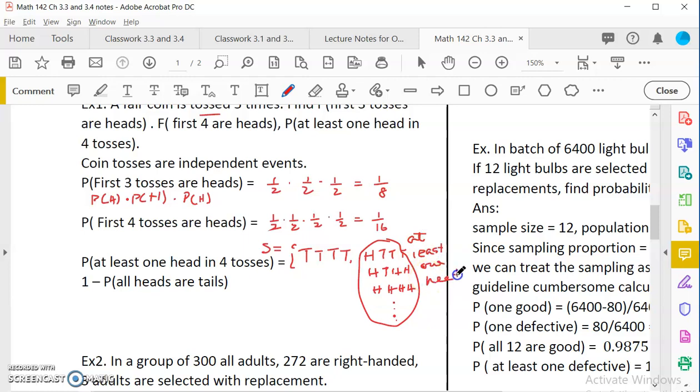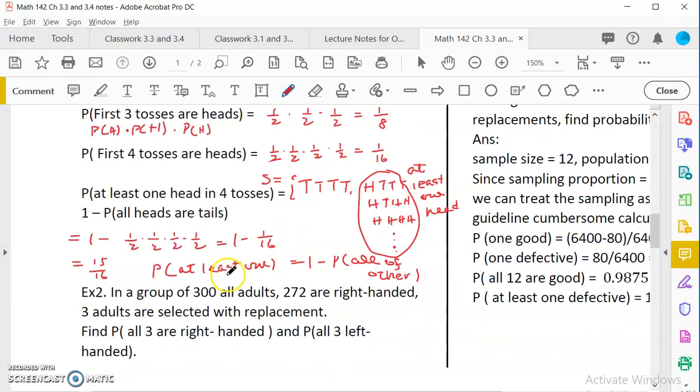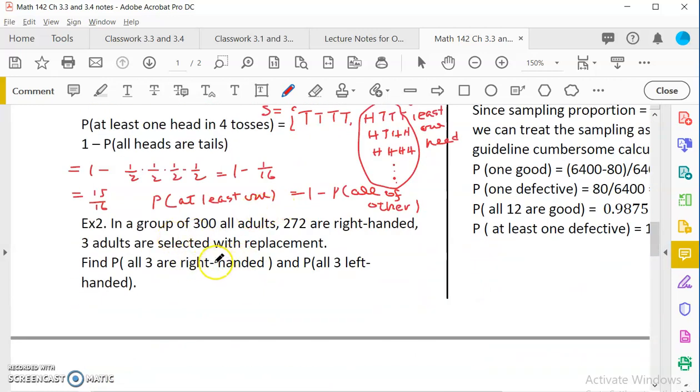And you have to write all of the different combinations. So the easiest way is to just have 1 subtract this, which is 1, right? So it would be 1 minus 1/2 for each toss, all tails. So it would be 15 out of 16, because you basically have 1 minus 1/16. So the idea is that the probability of at least one something is equal to 1 minus the probability of all of the others, the complement.